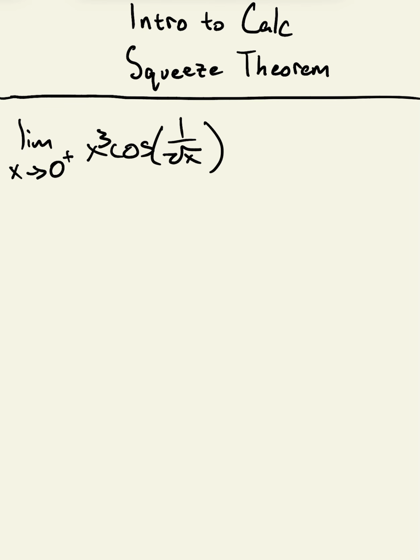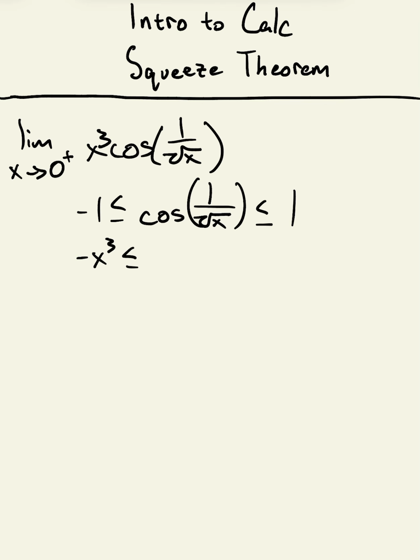Well, we know that cosine, reason with me here, cosine of 1 over root x, doesn't really matter what's inside, call it theta, it will always be between 1 and negative 1, right? By the unit circle. So using this, we can multiply by our x cubed, so now we have our function in our inequality. And because x is approaching from the right, we can assume that x is going to be greater than 0.